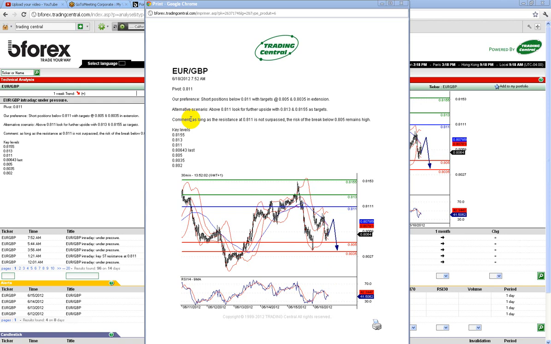Now, moving forward, comment: as long as the resistance of the stop loss is not surpassed, the risk of the break below 0.805 remains high. Meaning that the signal that we're taking is very fine, but we can expect a rebound soon. We need to wait a bit. Make your small profit right now and then open another alternative scenario so that when the market goes up, you will be making profit because you have everything here in front of you.